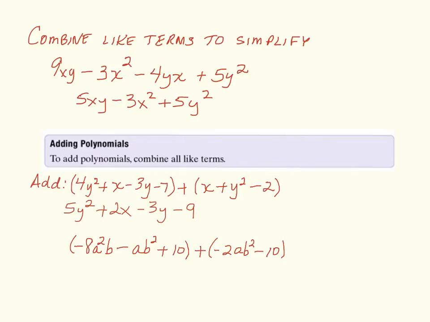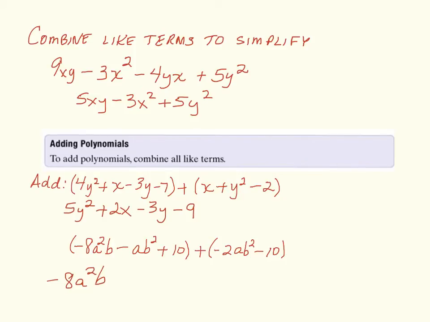The next one, we have negative 8a squared b minus ab squared plus 10 plus negative 2ab squared minus 10. All right, so let's see what we have. Negative 8a squared b doesn't have anything to combine with it. Okay, doesn't have anything to combine. But negative ab squared can be combined.